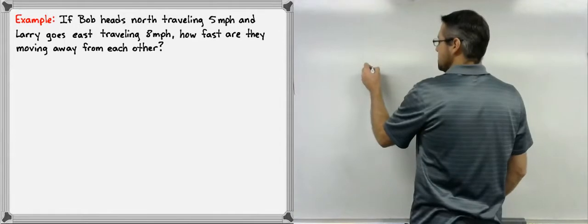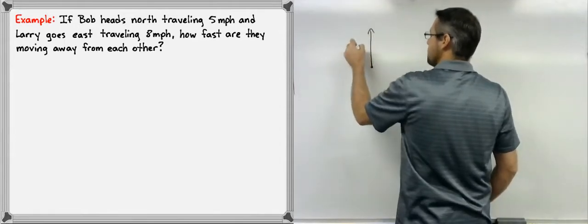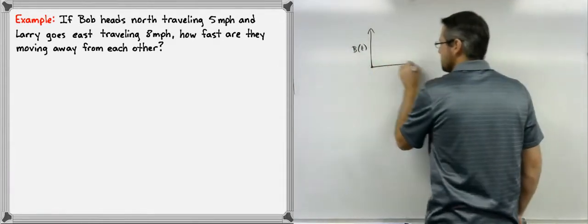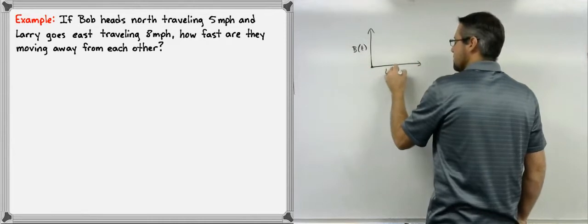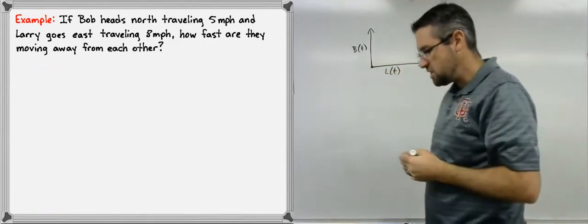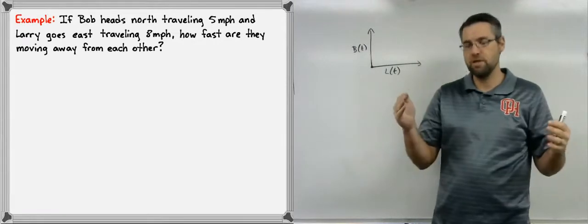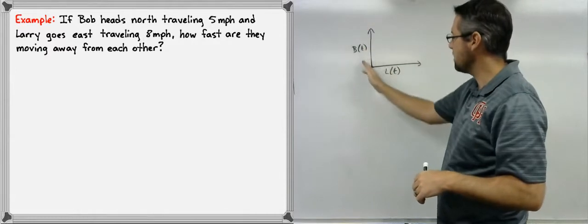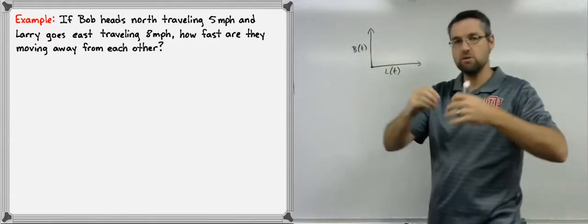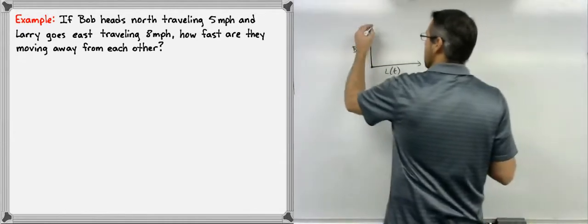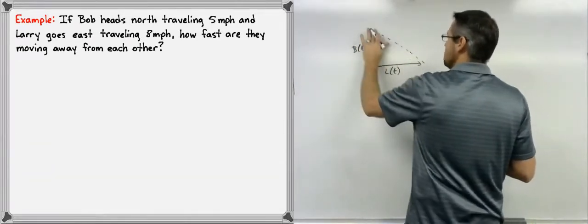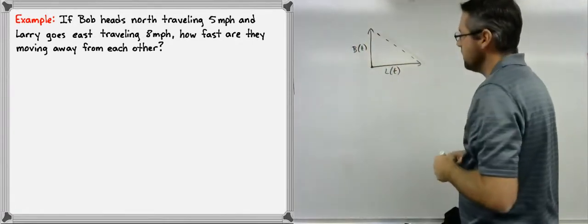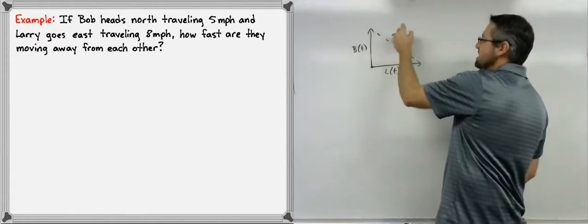So we know they start at the same place, and Bob is heading north. So this distance is still b of t. Larry is heading east, so he's going this way. That's interesting. The question is, how fast are they moving away from each other? We're no longer counting this length or the total length between them added up. When I say how fast are they moving away from each other, I'm talking about this length. I'm talking about the hypotenuse. I could draw a straight dotted line there. Okay, so now this is the distance between them.